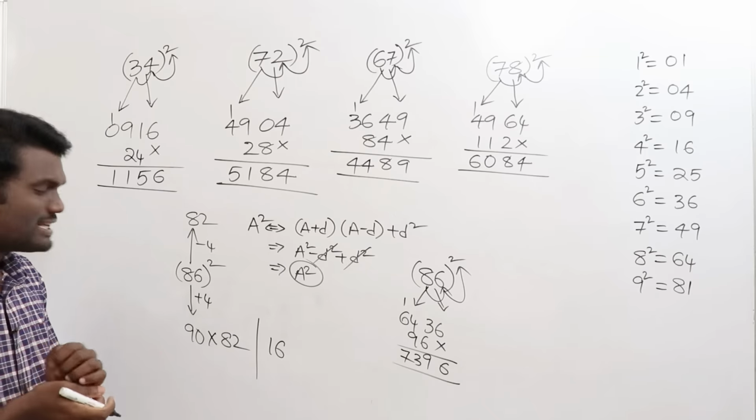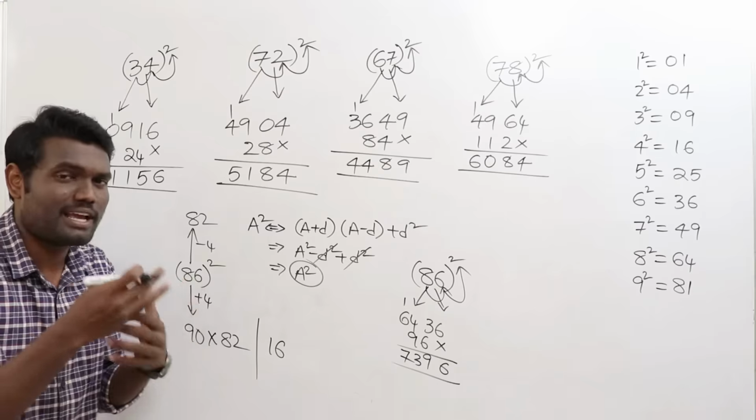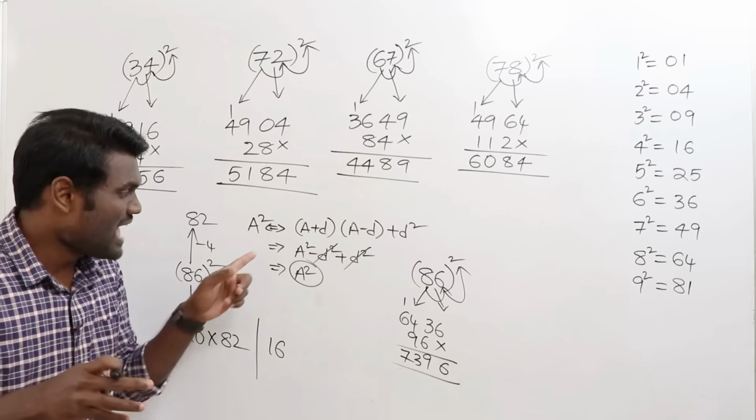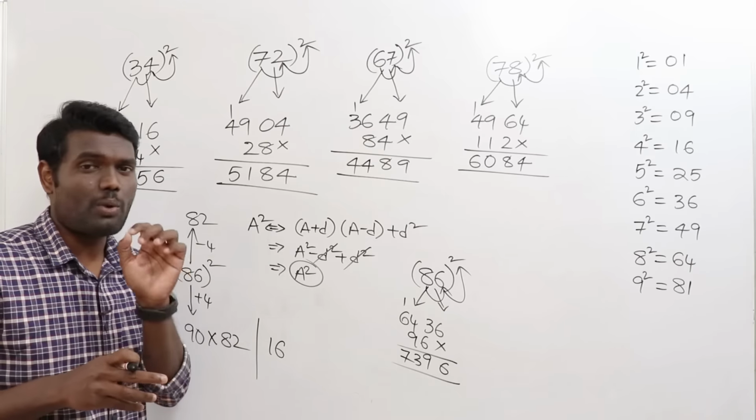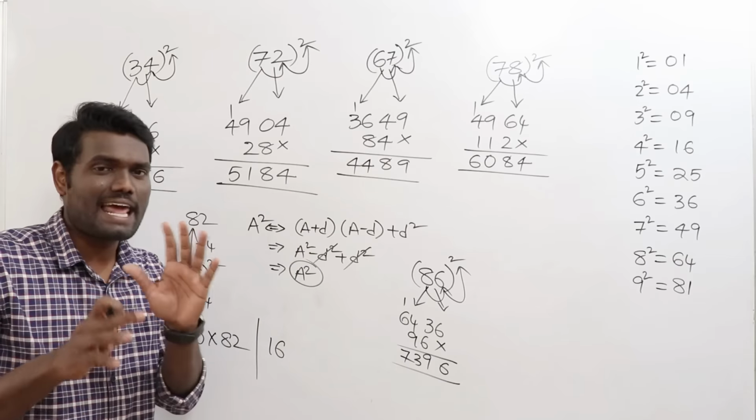Okay. Now what we are doing is we are converting double digit numbers into single digit numbers so that our multiplication is going to become really, really simple. And this is a really wonderful technique, which is applicable for all the numbers. We are just trying to make the calculation simple.